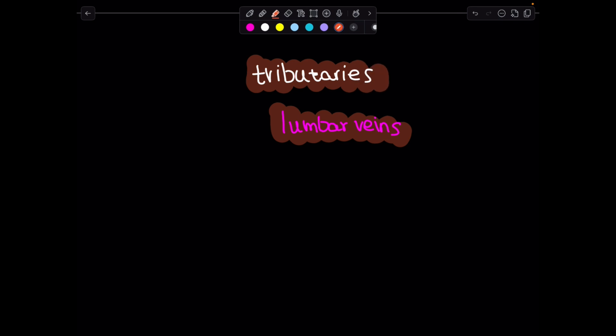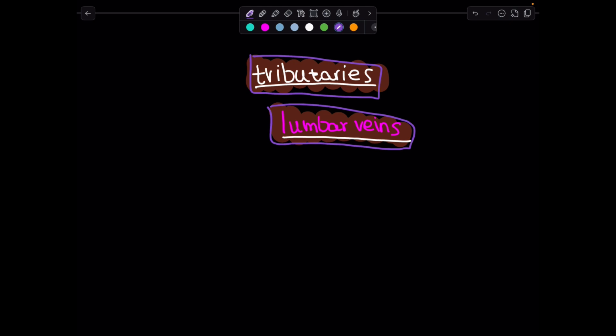And all these, they are called tributaries, all these? Yep. All those veins, common iliac, lumbar, renal, right suprarenal, right gonadal, inferior phrenic, and hepatic, are called tributaries of the inferior vena cava. They're the veins that drain blood into the IVC, funneling it toward the heart.